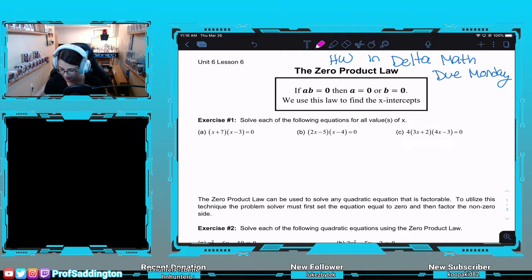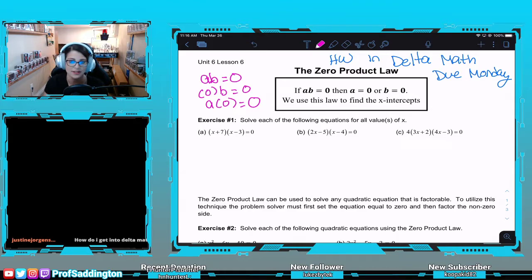All right, so the zero product law. If A times B equals 0, then A or B must be equal to 0. So if AB equals 0, then maybe it's 0 times B or A times 0.